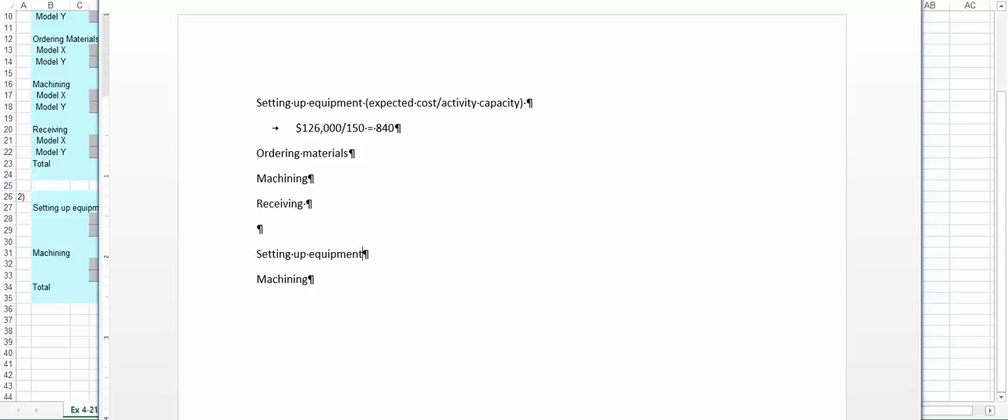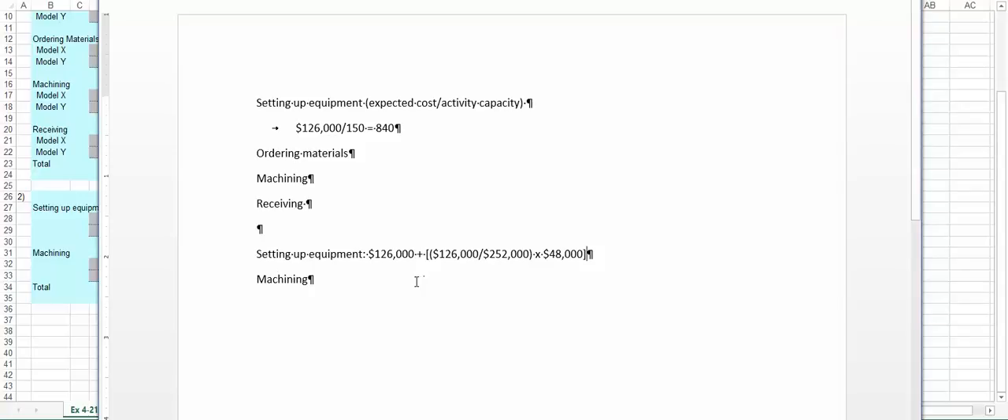So now that we have that information, we can calculate our numbers. To calculate the formula that we need, we're going to take the 126,000, which is what the expected cost is in the book. We're going to have to add that to, and this is where it gets a little confusing, 126,000 divided by 252,000 times the cost of the machining and the ordering of materials and receiving, which is 48,000.